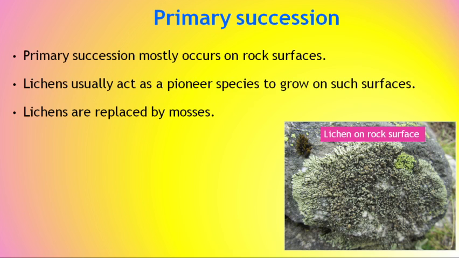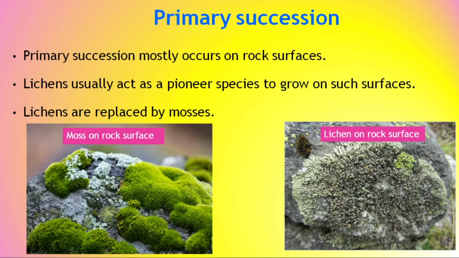So lichens are then replaced by mosses. When lichens come as a pioneer species, then after some years they will be replaced by mosses, which can also easily grow on rock surfaces. Now let's see the process of primary succession.